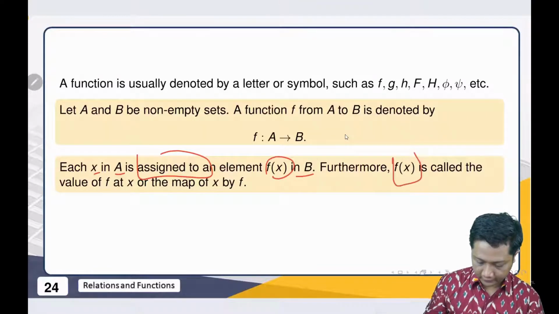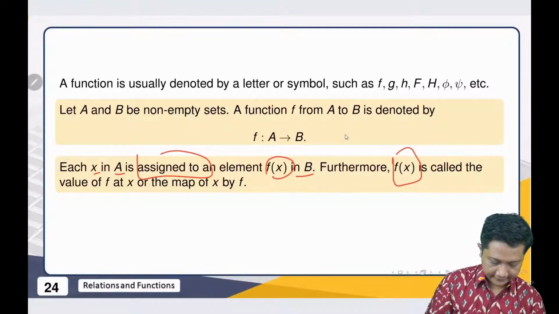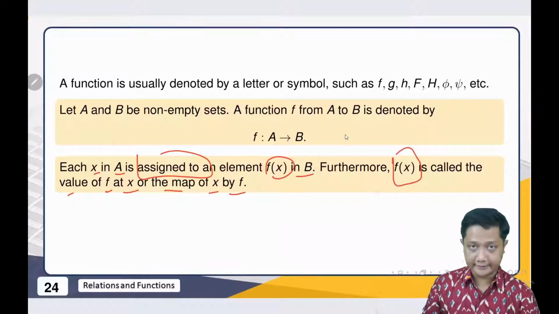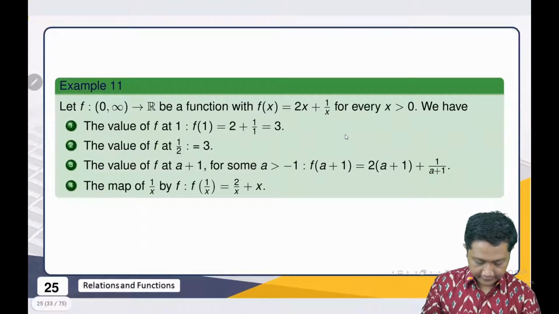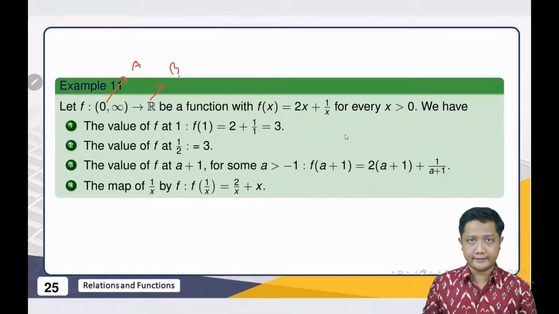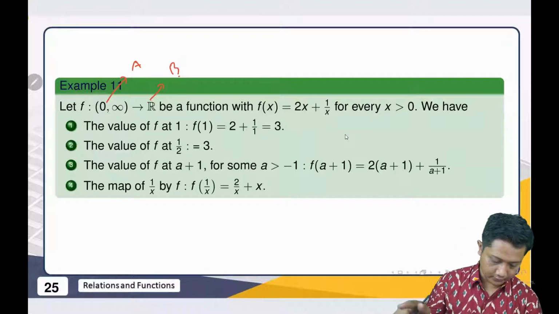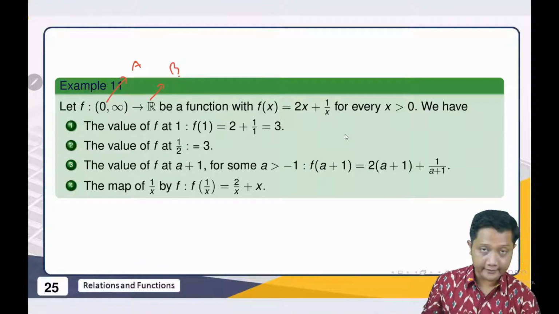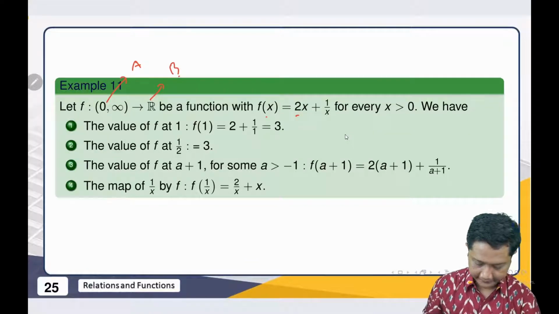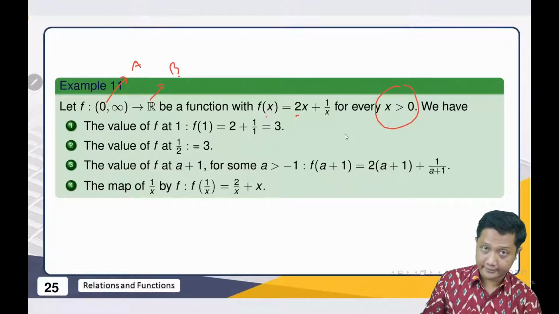So we can also say that f(x) is the value of f at x, or the map of x by f. They are the same thing. For example, when we have f from here, this is our A and this is our B. A is the open interval 0 to infinity, B is the set of real numbers, and we define f(x) like this: 2x plus 1 over x for every x greater than 0.